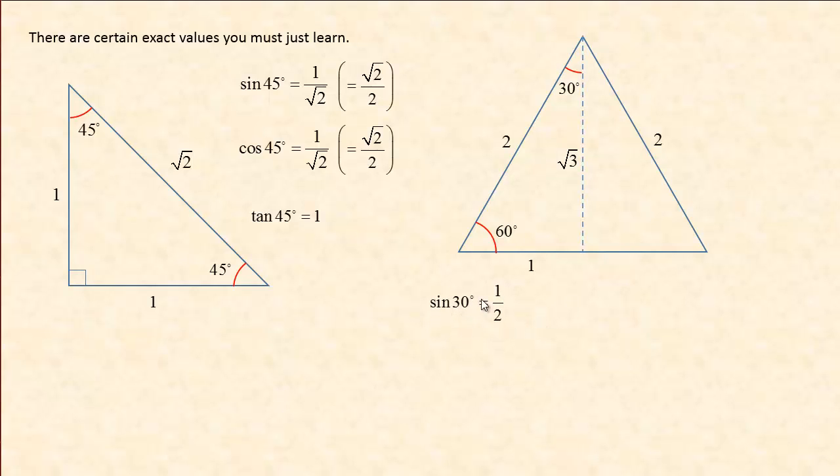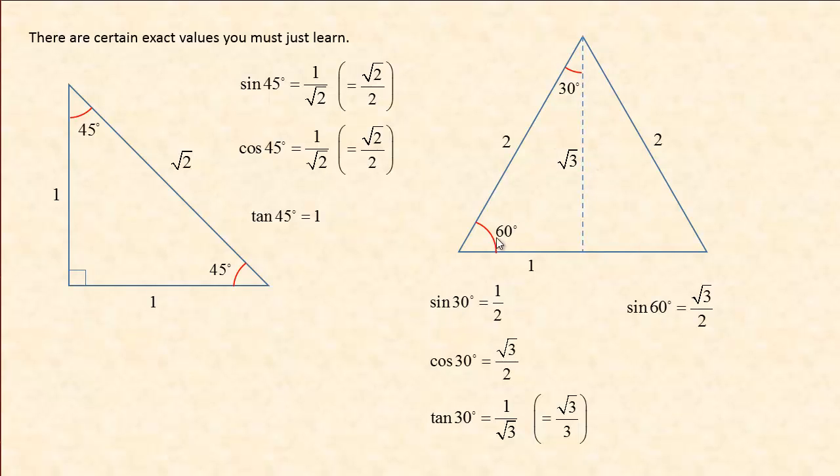So if we look at sine 30 degrees, opposite over hypotenuse is a half. Cos 30 degrees, adjacent over hypotenuse, is root 3 over 2. And tan 30 degrees is opposite over adjacent, that's 1 over root 3, which rationalizes to root 3 over 3.